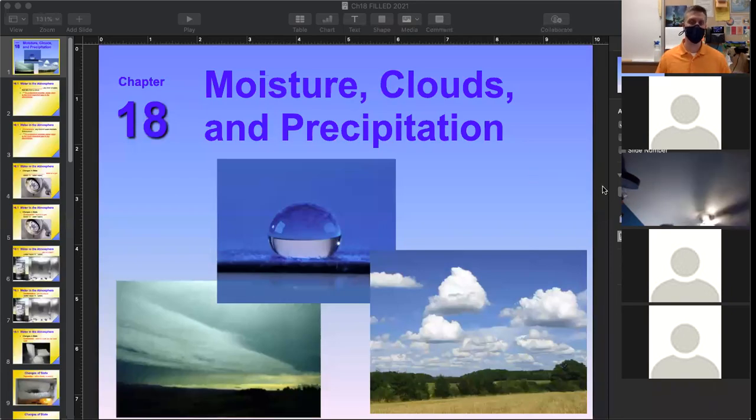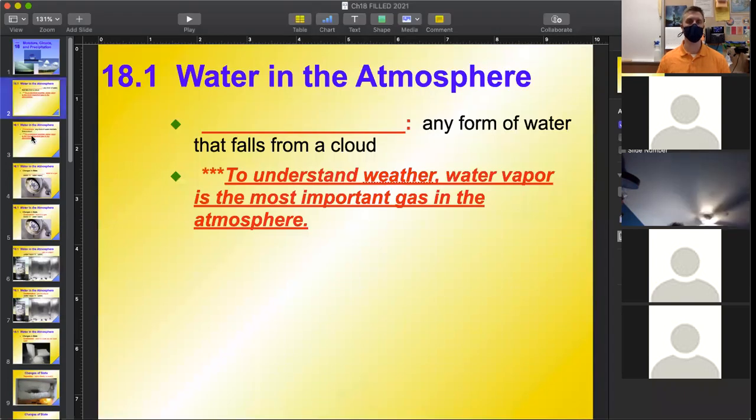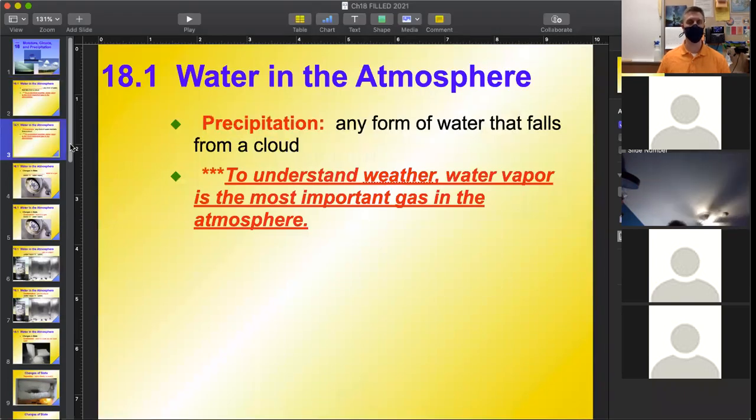All right, so this set of notes, like I said, is moisture, clouds, precipitation. We'll skim over some of these. Okay, so this first one, just a vocabulary word, precipitation: any form of water that falls from a cloud. So it's going to be the standard rain, snow, sleet, freezing rain, that sort of thing.